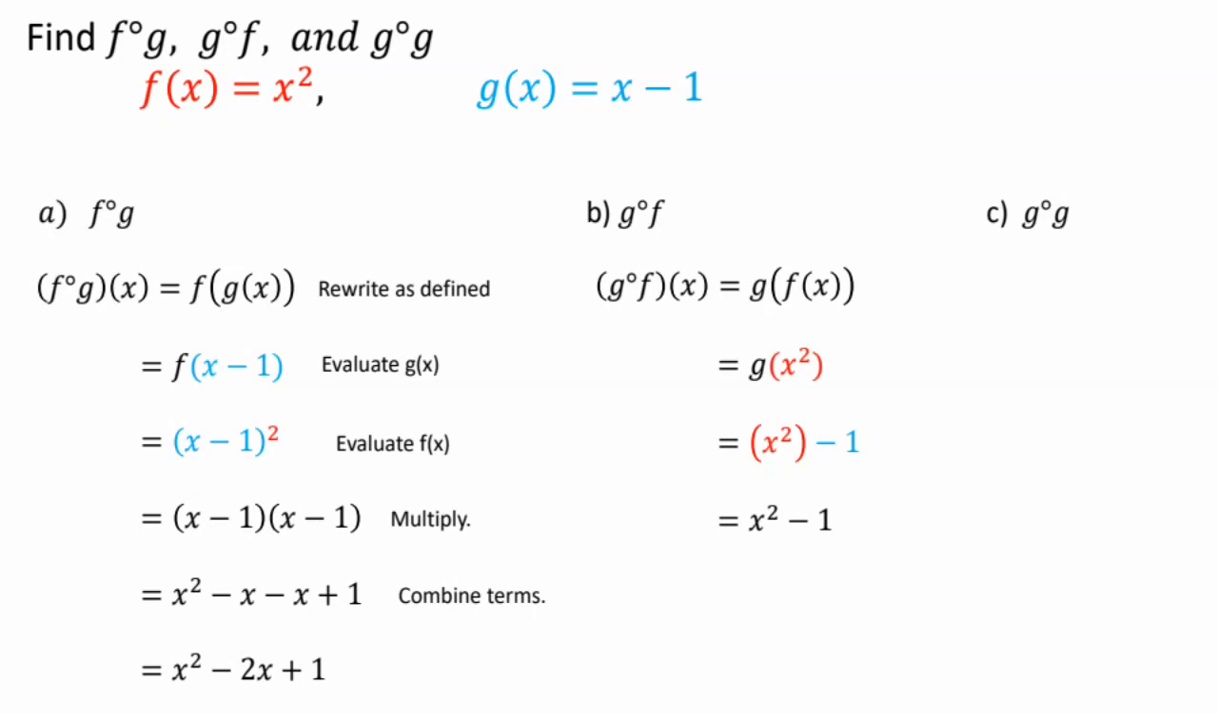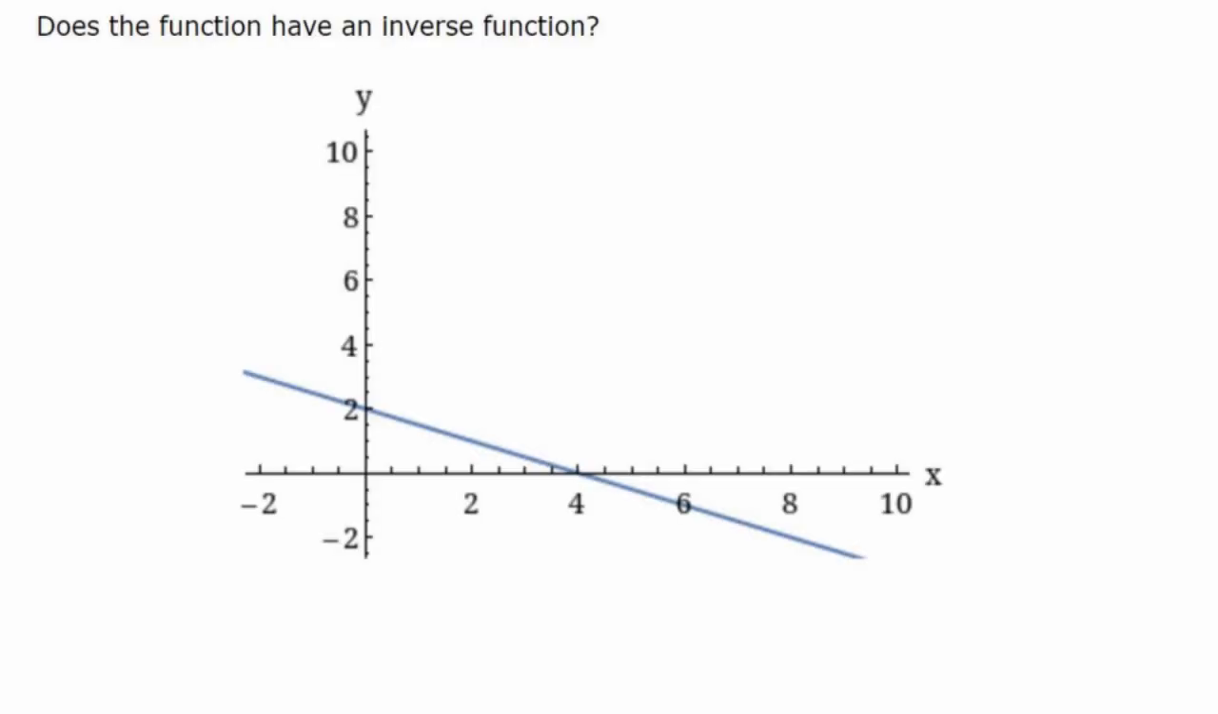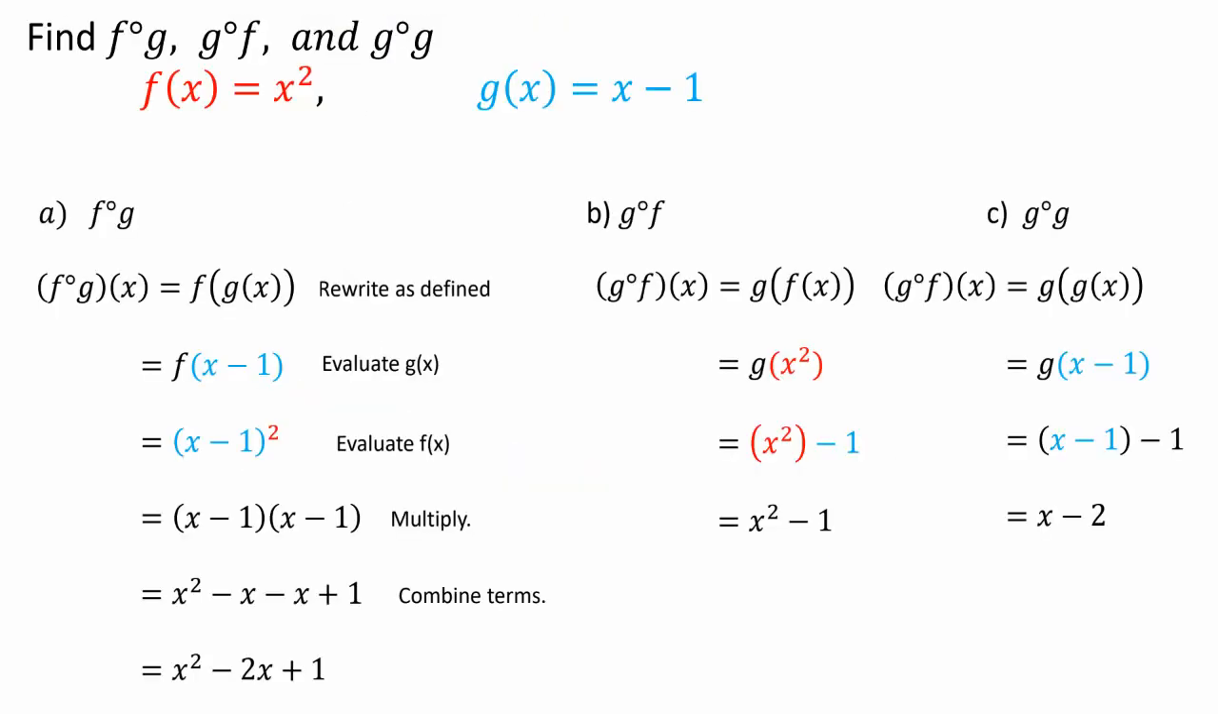Now let's do the g composite g. Again, this is my definition, g of g of x. So g of x is equal to x minus 1. So I have g of x minus 1. I'm going to go to my g function and plug in x minus 1 for every x, which will be here where the x is. So x minus 1 minus 1 will give us x minus 2. So here we have x minus 2 to evaluate the g composite function.